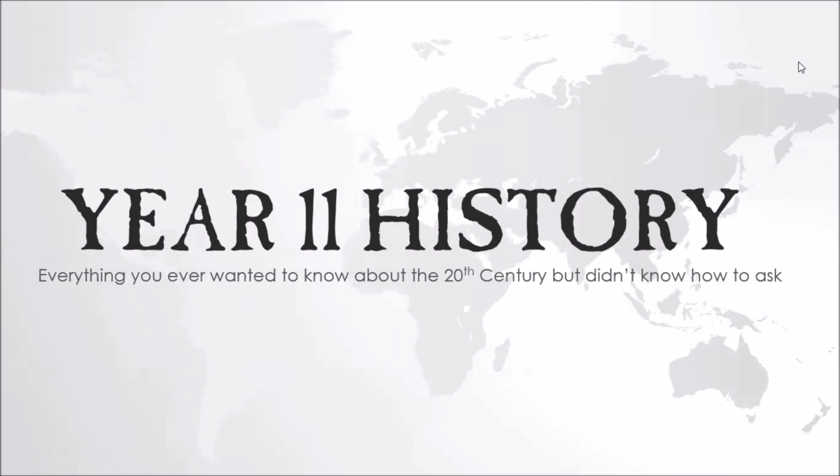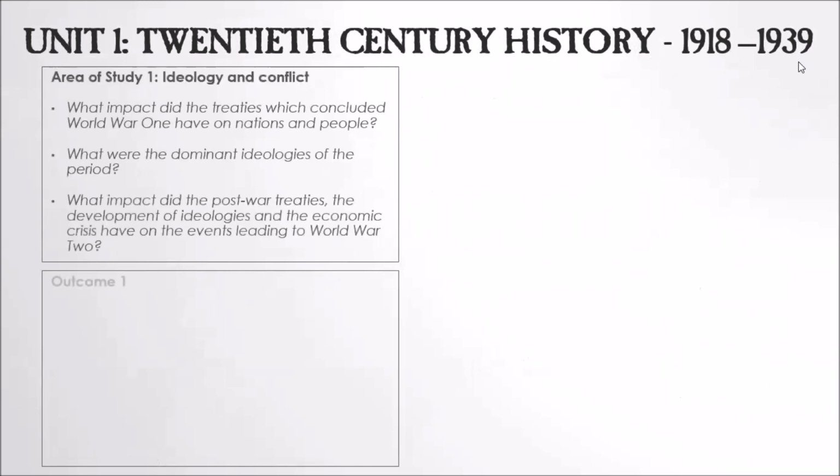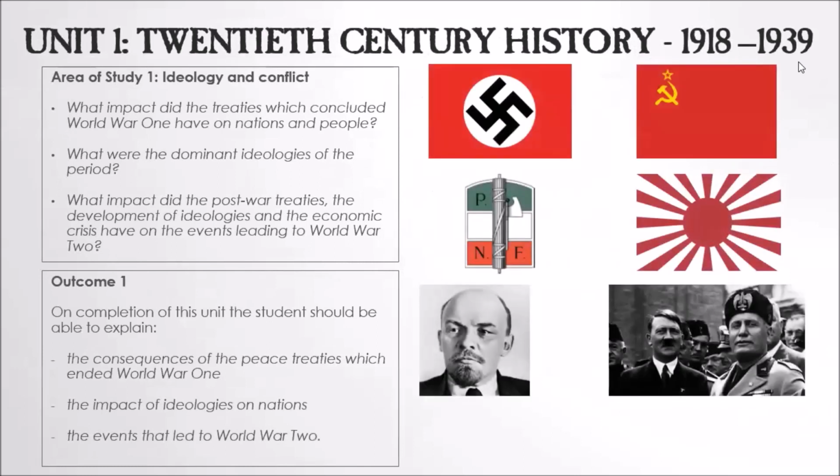Here's what we'll be studying next year. We'll look at 20th century history, right the way from 1918 to 1939 in the first half through to the Cold War later. We'll be looking at ideology and conflict, and all of that period of time in between the First and Second World Wars, how things happened, why things happened, and what kind of political leaders were involved.